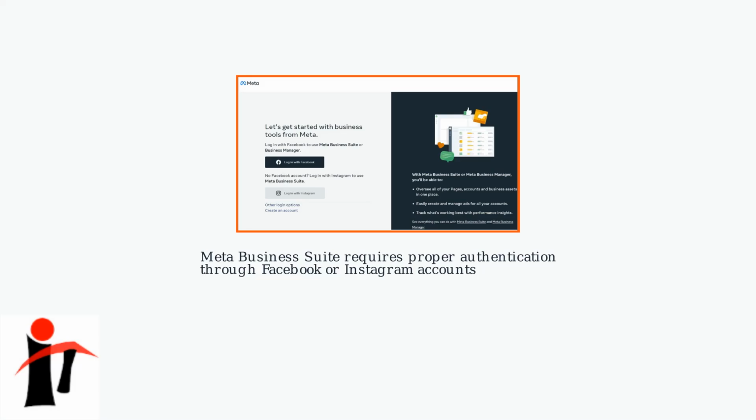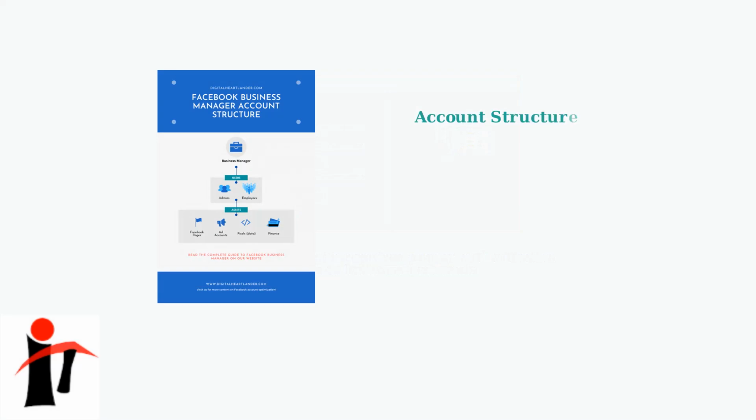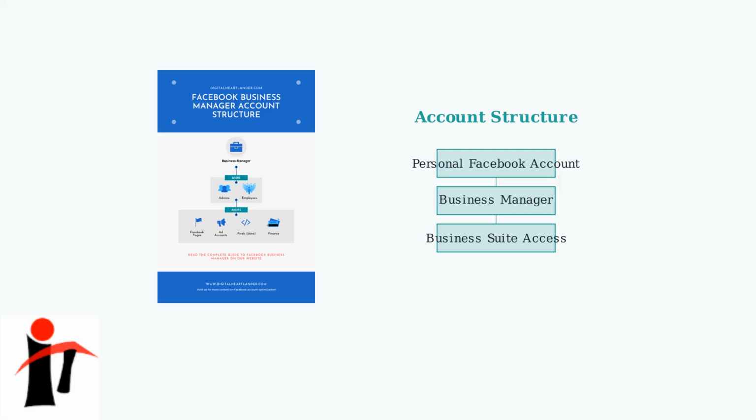Users must authenticate through their personal Facebook or Instagram accounts to gain access to business tools and advertising features. Understanding the account hierarchy is crucial for troubleshooting login issues. Access flows from your personal Facebook account through Business Manager to finally reach Business Suite. Problems at any level can block your access.